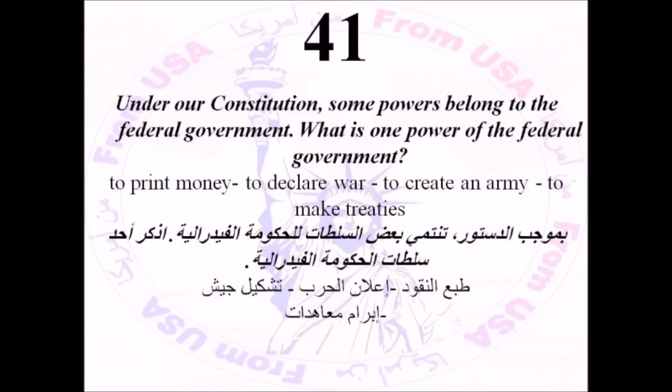41. Under our Constitution, some powers belong to the federal government. What is one power of the federal government? So there are 4 different ones. You just need to say one. To print money, to declare war, to create an army, and to make treaties.